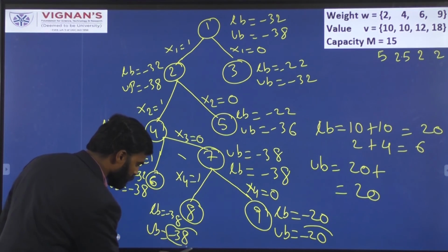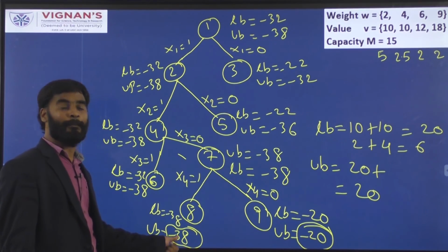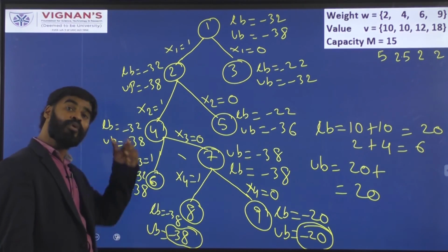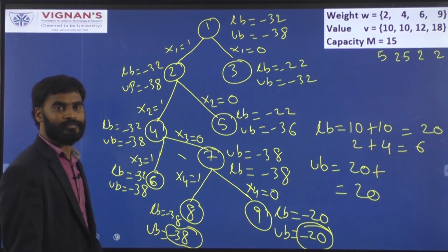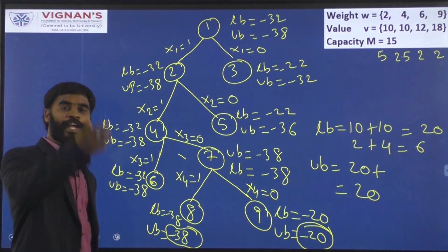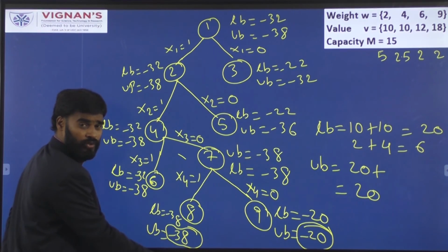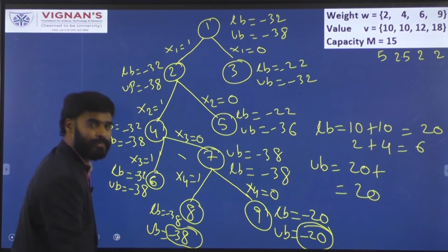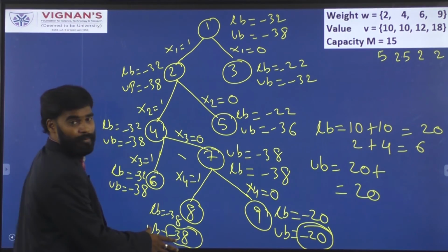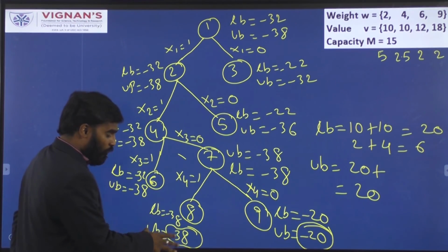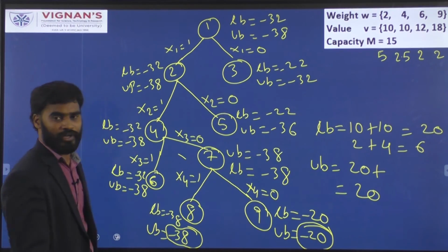Once you reach a leaf node and there are no more items to explore, check the upper bound of the leaf nodes. If any node has a greater upper bound than this one, prune all those nodes. Make those nodes dead nodes, so that means you need not explore those nodes again. Once you reach a state where there is no possibility to explore further, check the upper bound and prune all the nodes whose upper bound is greater than this one.